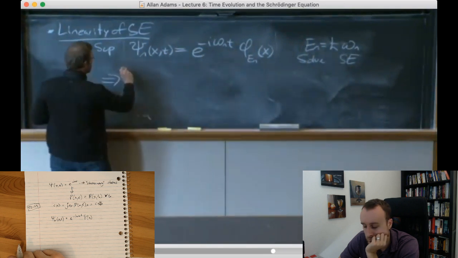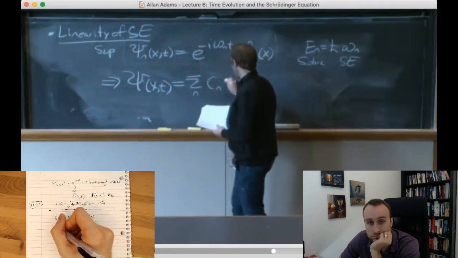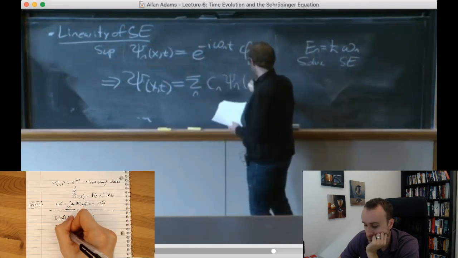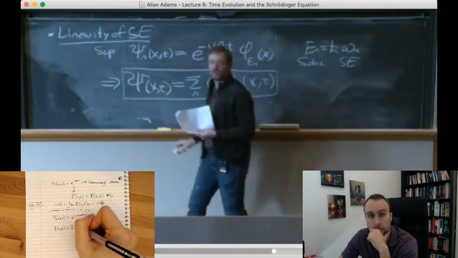Then, by linearity, we can take psi of x and t to be an arbitrary superposition, the sum over n of c_n psi_n of x and t. And this will automatically solve the Schrödinger equation by linearity of the Schrödinger equation.